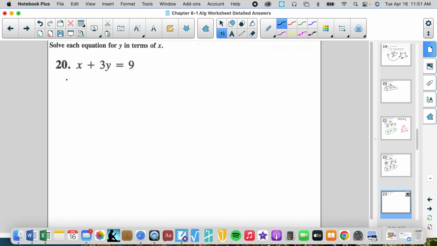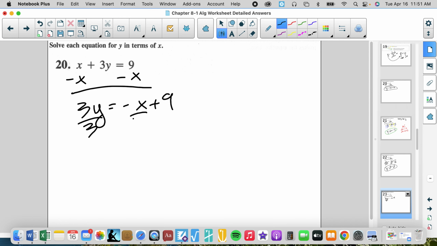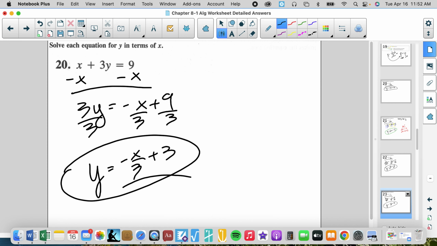We're isolating for y. We're going to subtract x. We're left with 3y equals negative x plus 9, variables before constants. We're going to divide by 3. Y equals negative x over 3 plus 3. So this is y in terms of x. The other answer you could have given is y equals negative 1/3 x plus 3.